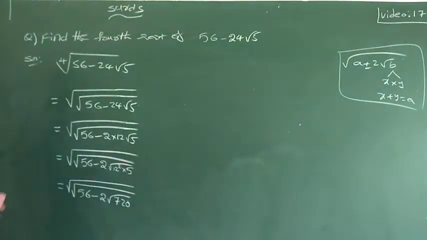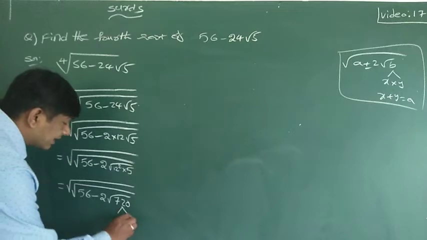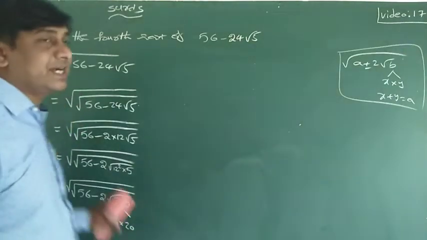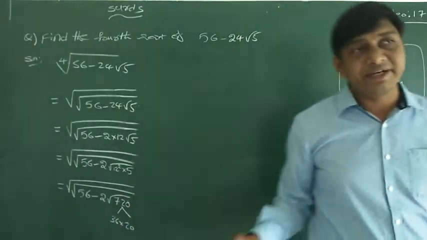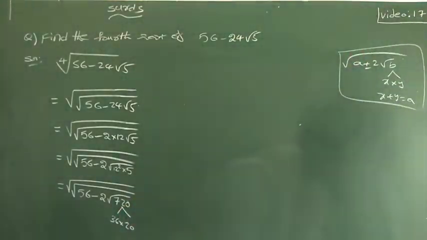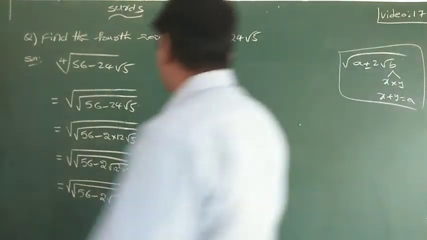Now 720 factors I am writing as 36 into 20. 36 20s are 720. I wrote 36 into 20.